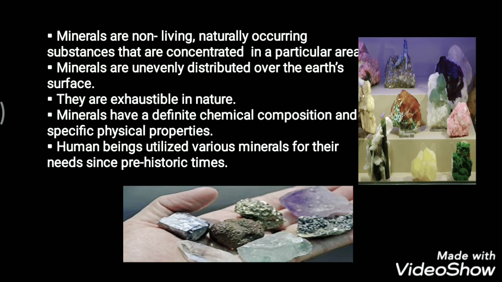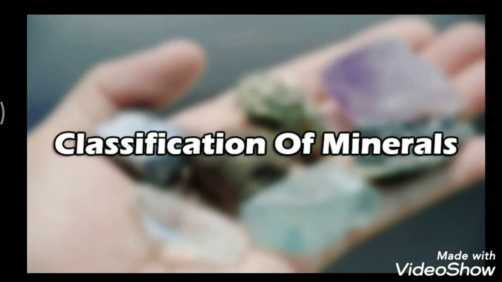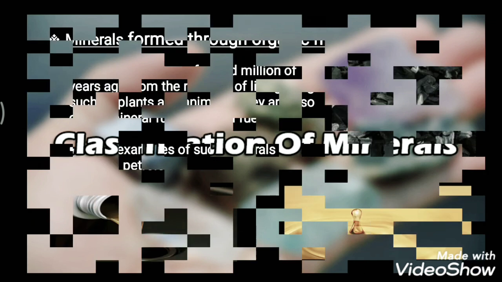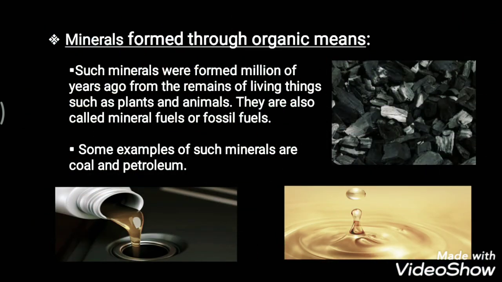Alright, now next we have the different classification of minerals. Minerals can be classified into 2 broad categories on the basis of their formation. First we have minerals formed through organic means. Such minerals were formed millions of years ago from the remains of living things such as plants and animals. They are also called mineral fuels or fossil fuels. Some examples of such minerals are coal and petroleum. So these are formed through organic means.